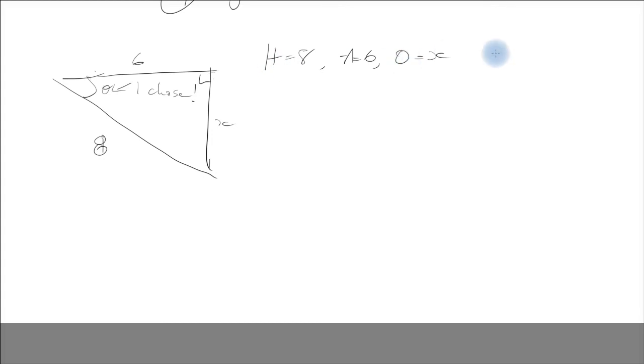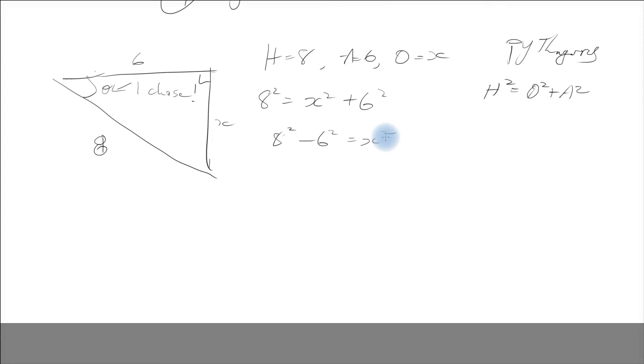So here the quickest way is actually to use Pythagoras, remembering that the hypotenuse squared is opposite squared plus adjacent squared. So putting our information into that, 8 squared equals x squared plus 6 squared. Taking away 6 squared, 8 squared minus 6 squared equals x squared. So x is the square root of 8 squared minus 6 squared. X equals the square root of 64 minus 36, which equals the square root of 28. And that's an exact answer, so that will do.